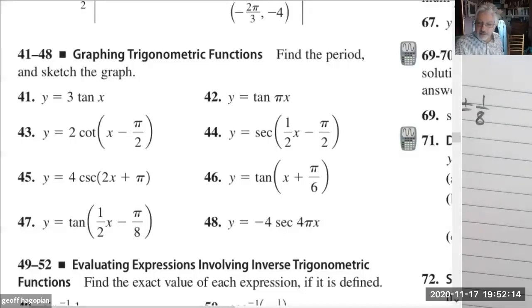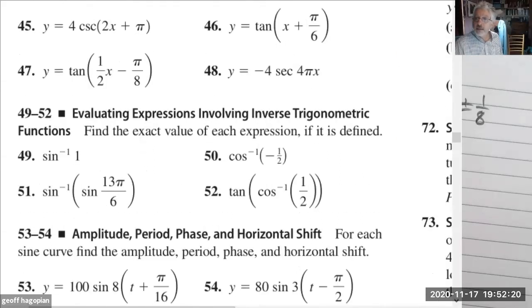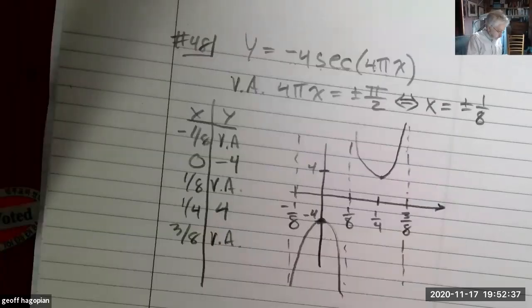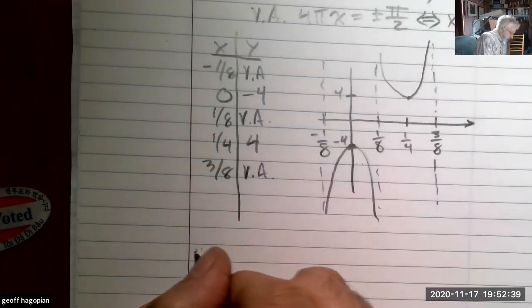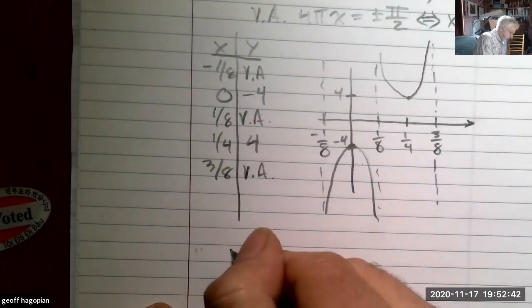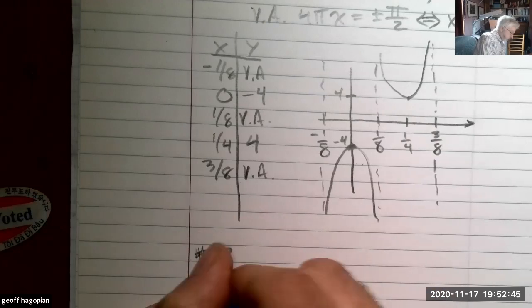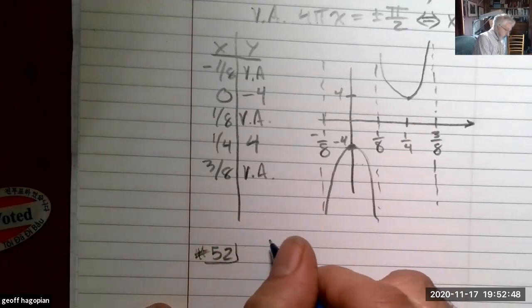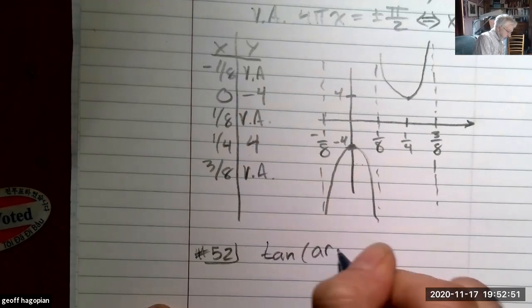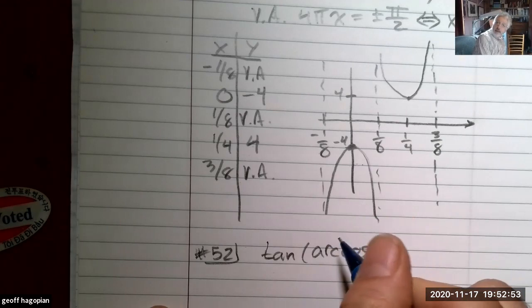Sorry, I'm trying to make time for looking over the other problems that we have to look at. Okay, so evaluating the expressions. So yeah, these are fair game. How about 52? What is the tangent of the angle whose cosine, or the arc whose cosine is 1/2? Yeah, let's figure that out. So number 52. The tangent of the arc whose cosine is 1/2.